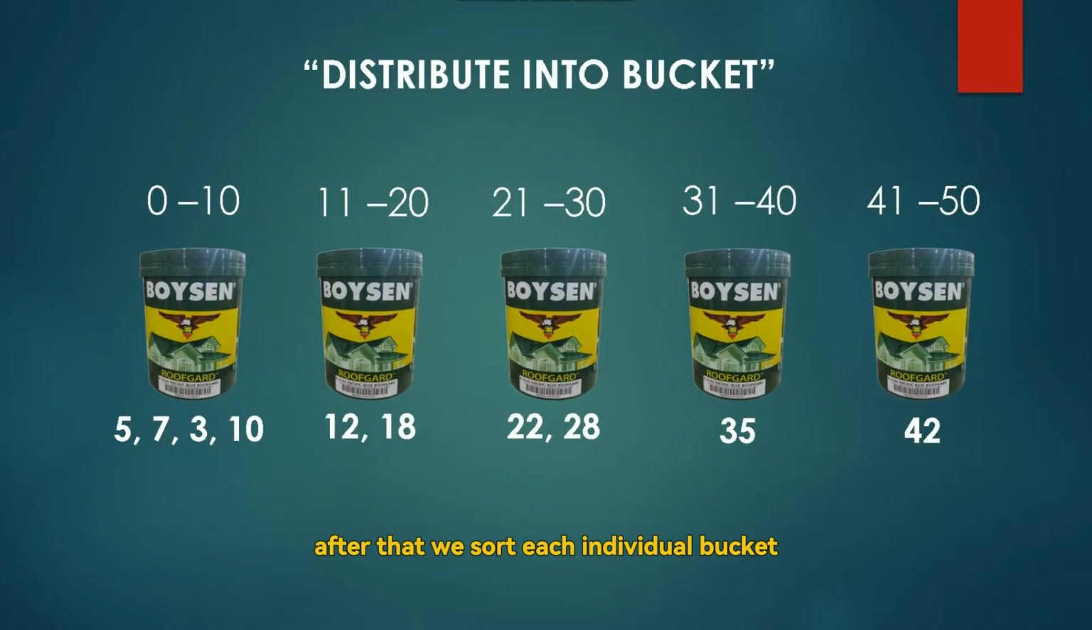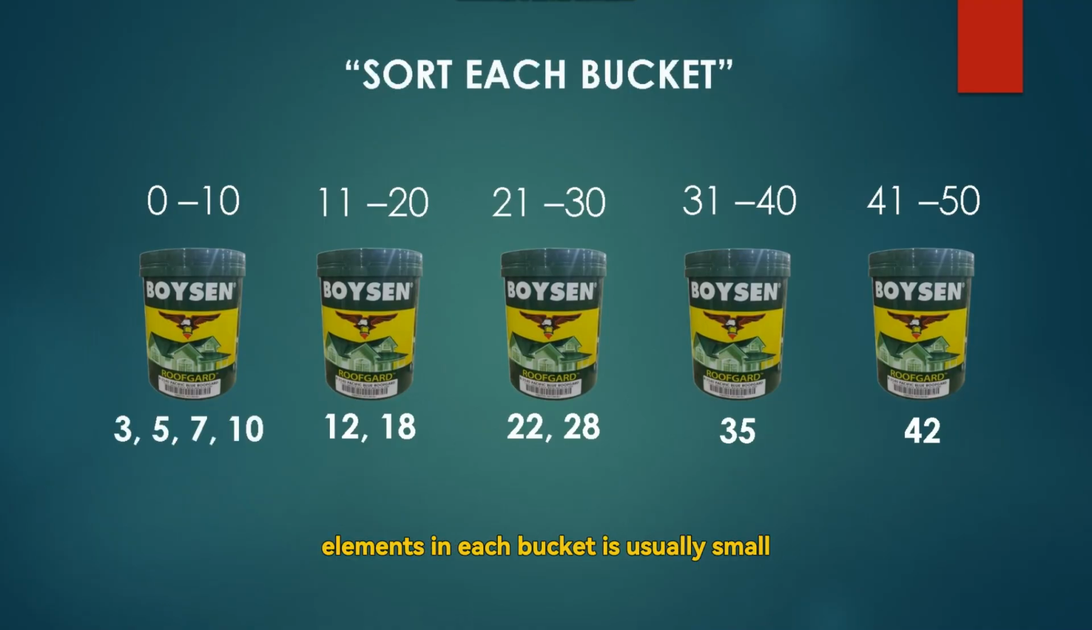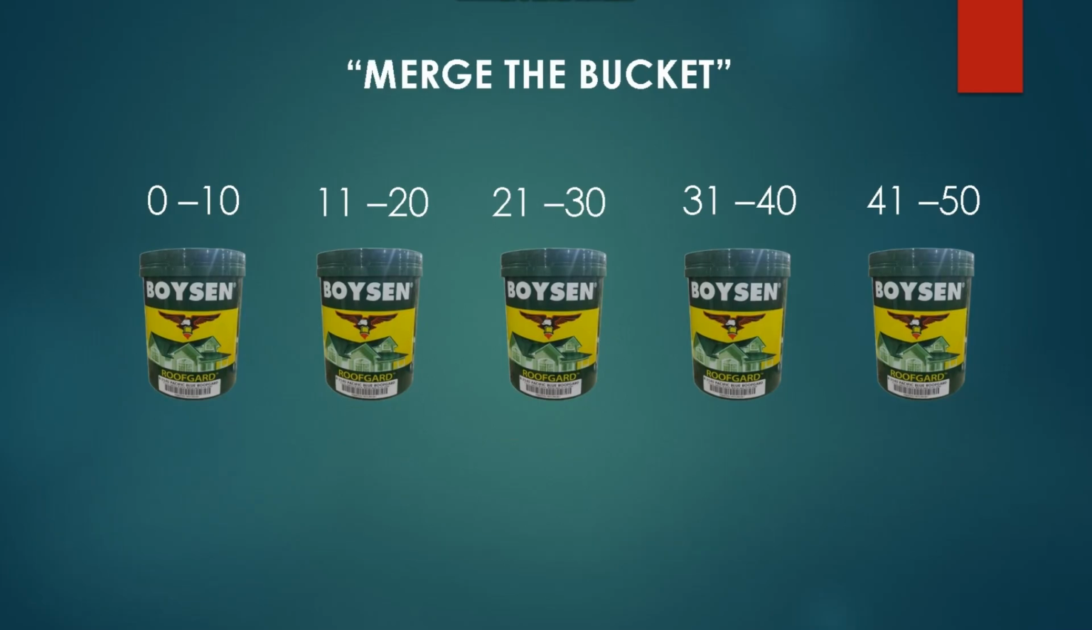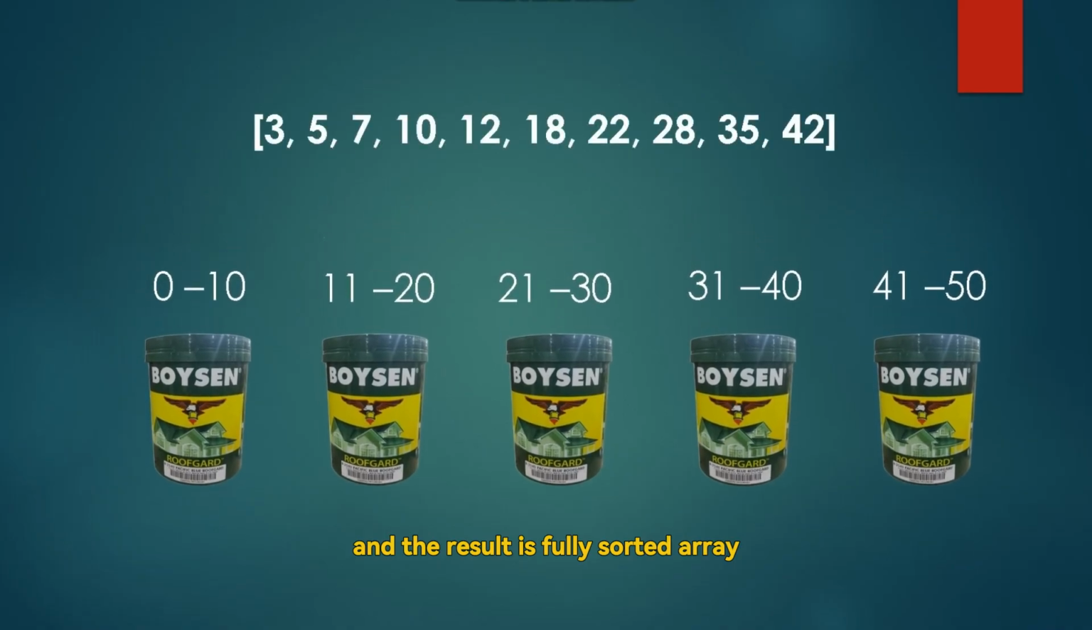After that, we sort each individual bucket. Since the number of elements in each bucket is usually small, we can use a simple sorting algorithm like insertion sort or even a built-in sorting function. Finally, we merge all the buckets in order, and the result is a fully sorted array.